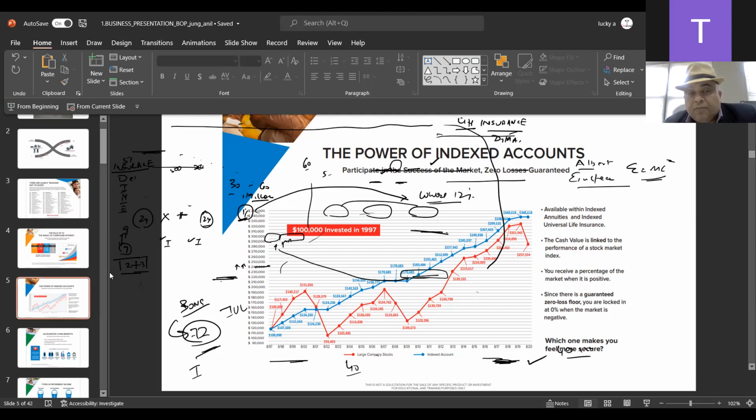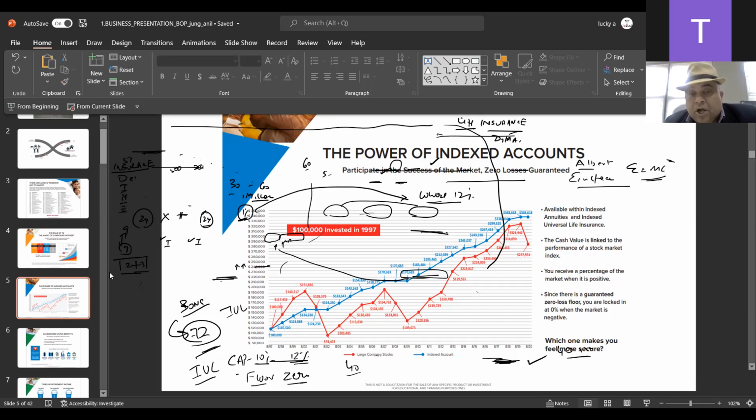Again, this is a very good benefit of an IUL. So an IUL basically has two things. One is a cap of 10%. Some companies give 12%, it depends on the company. The second thing is the floor, which is very powerful. The floor is 0. So 0 means no matter where the market goes, your money will get locked at 0.